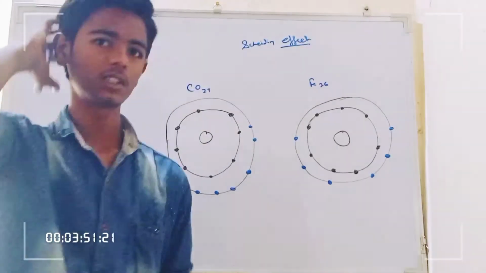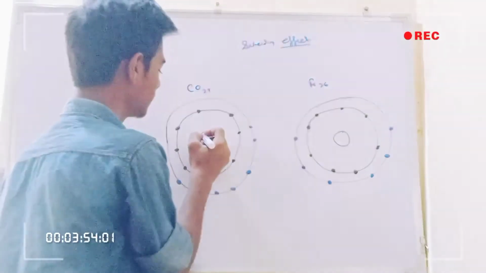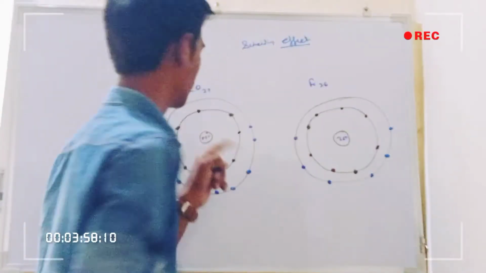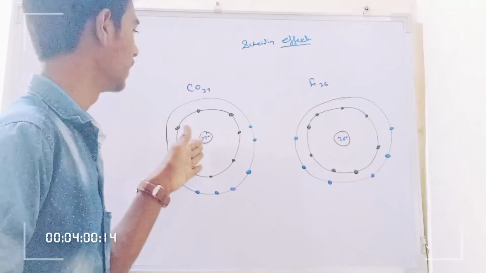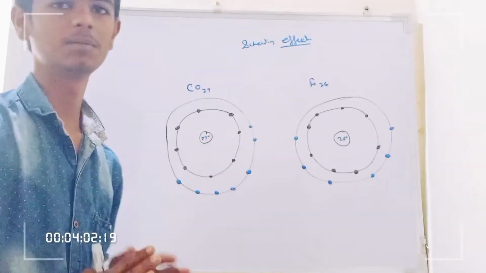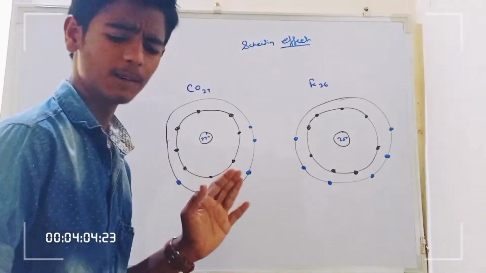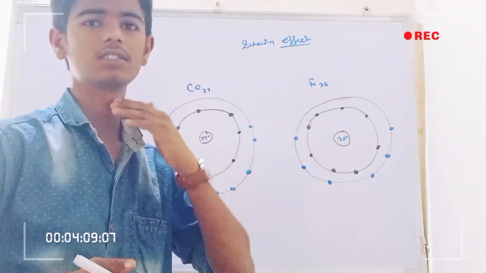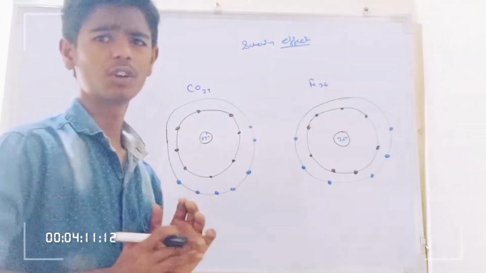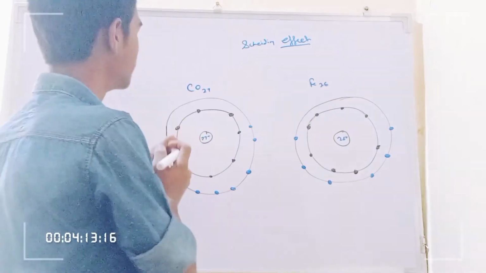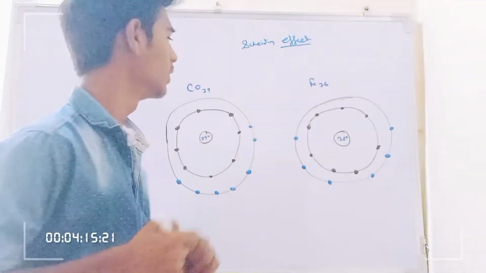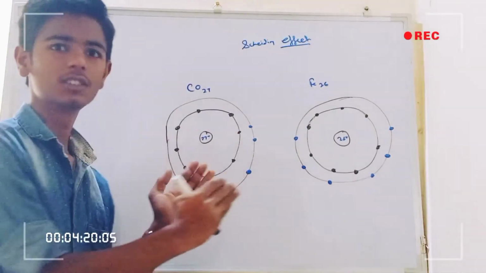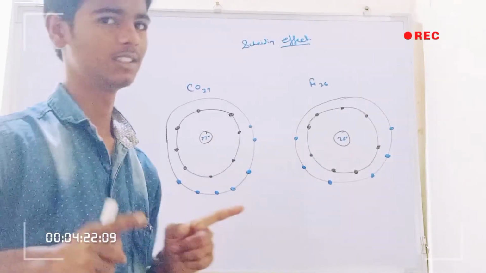Now what actually happens here, friends? In cobalt the nuclear charge is 27 plus, and in ferrous it is 26 plus. We know that as the effective nuclear charge increases, the atomic size of the element decreases. Similar should happen here, but due to the shielding effect, the sizes of ferrous and cobalt are the same. How? Let us look.